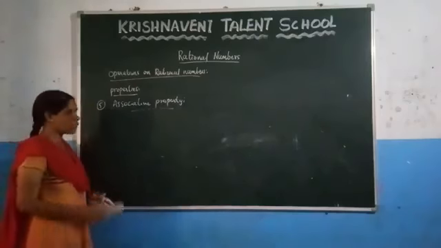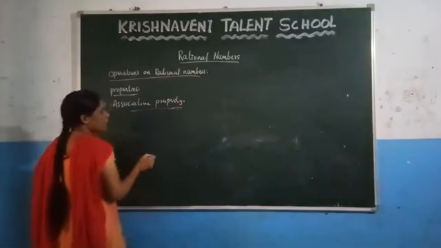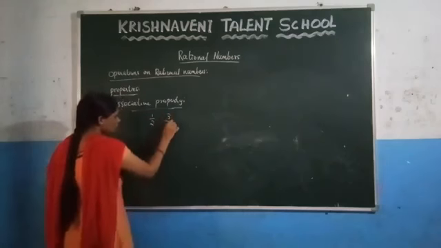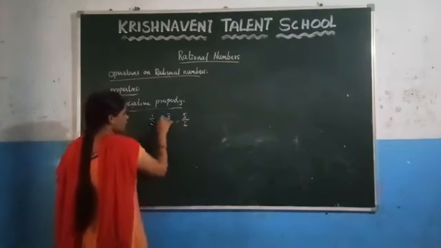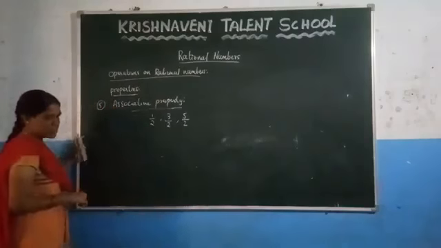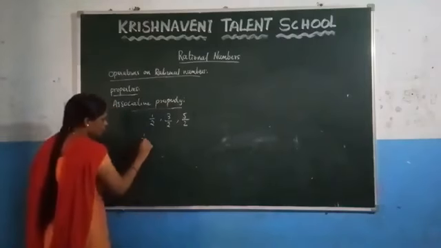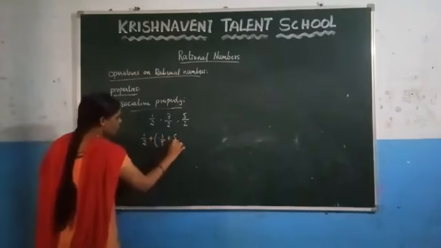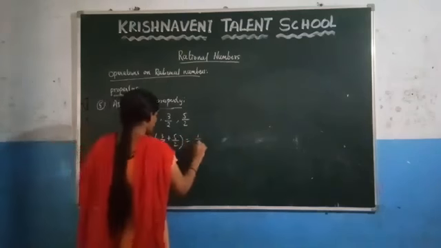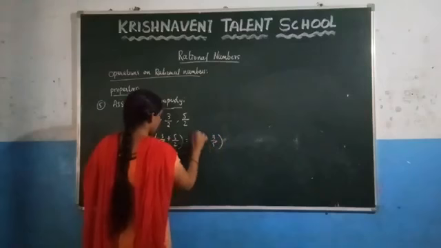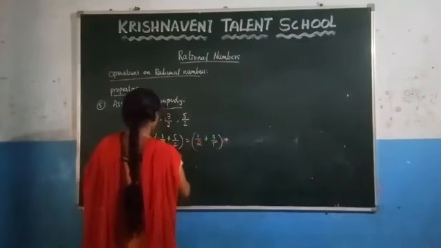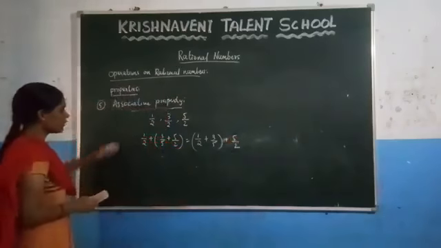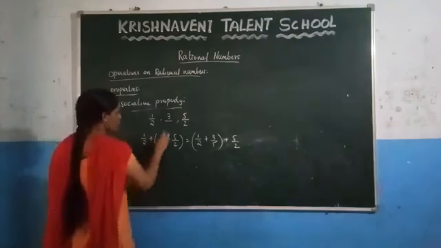The next one is the associative property. For the associative property, we need three numbers. Let us consider three rational numbers, 1 by 2, 3 by 2 and 5 by 2. You know that all these are rational numbers. What this property says here is that 1 by 2 plus 3 by 5 plus 5 by 2 must be equal to 1 by 2 plus 3 by 5 plus 5 by 2, with the grouping changed. This property we call the associative property.